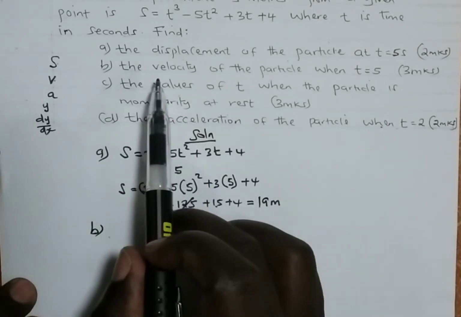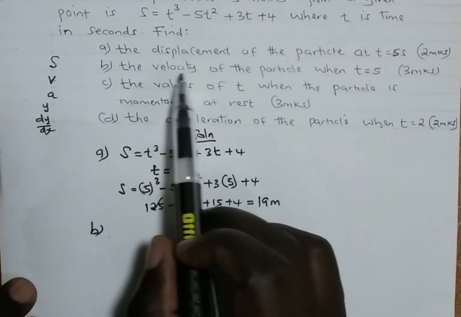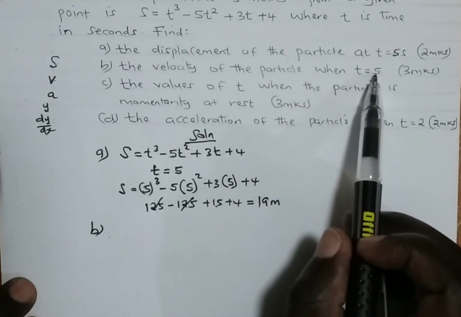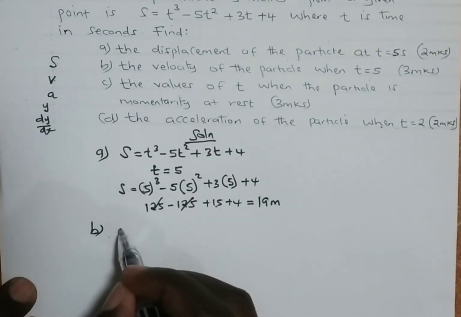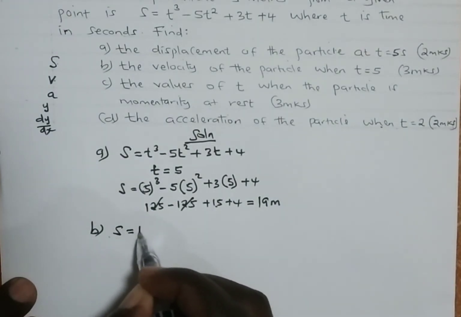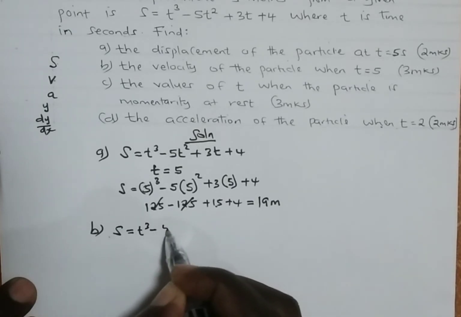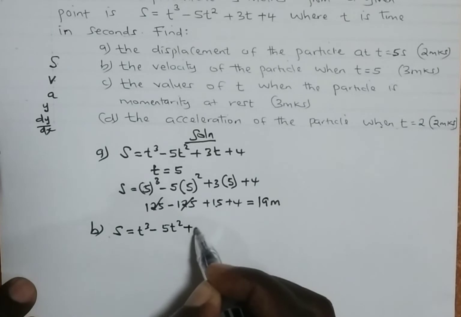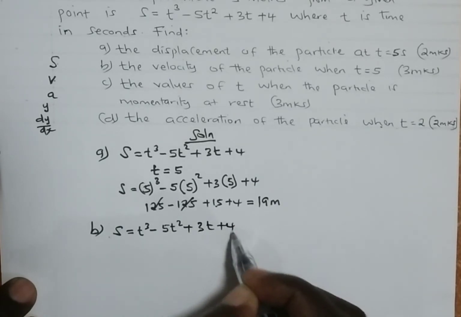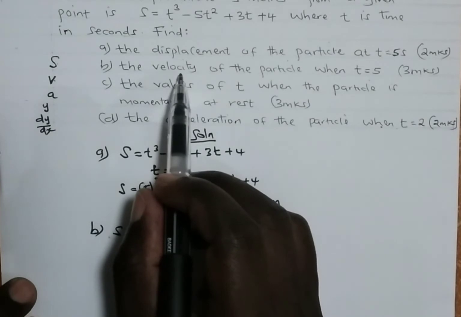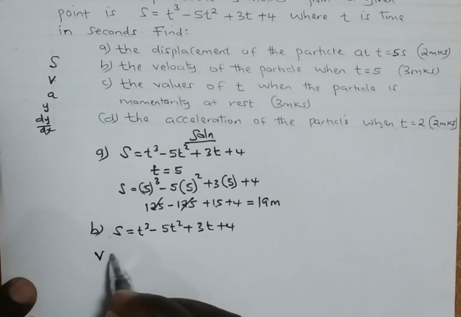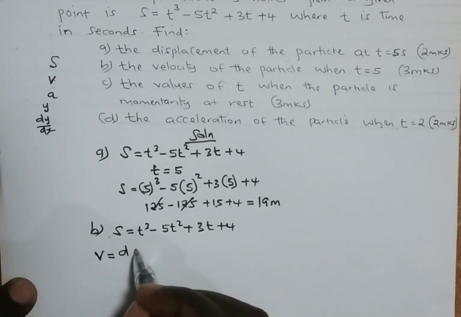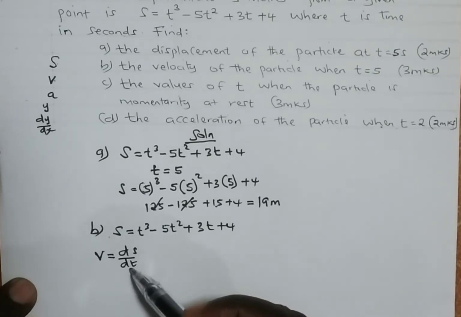Part B, we are supposed to find the velocity of the particle when t is equal to 5 seconds. Remember, the displacement function s is given by t cubed minus 5t squared plus 3t plus 4. So for us to get the velocity function, we need to differentiate displacement, that is v is equal to ds over dt, the change in displacement over the change in time.